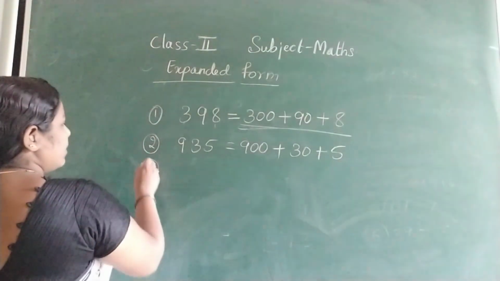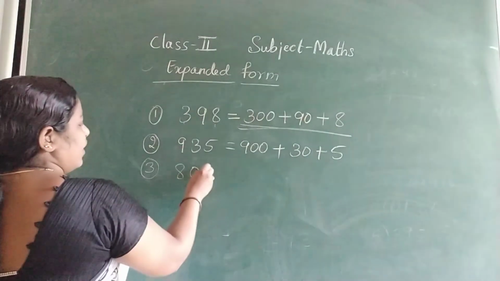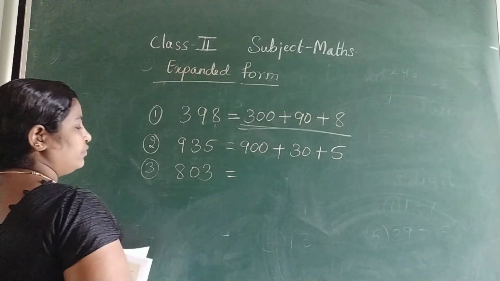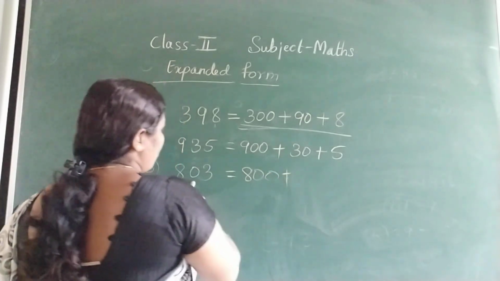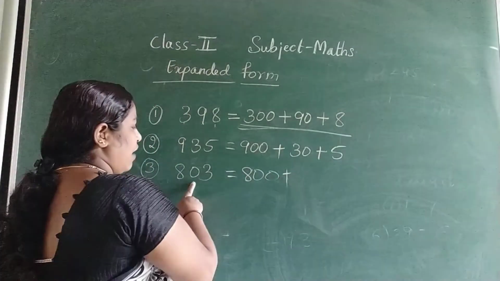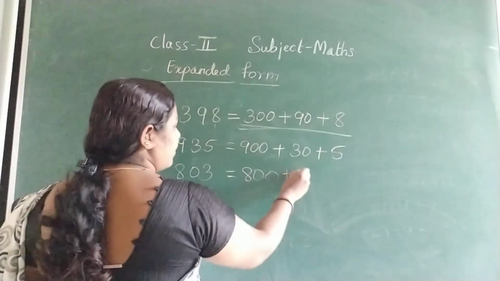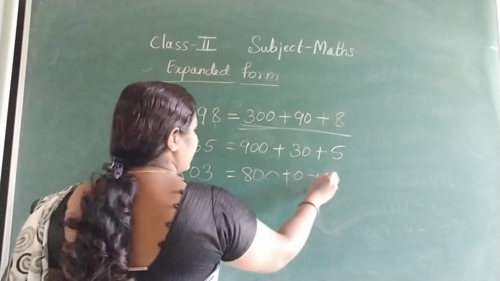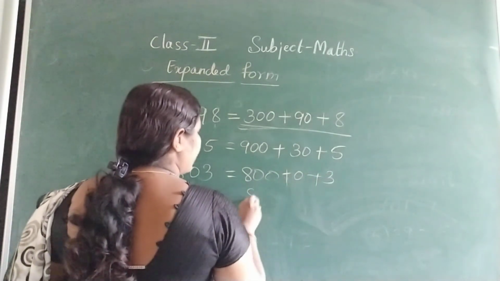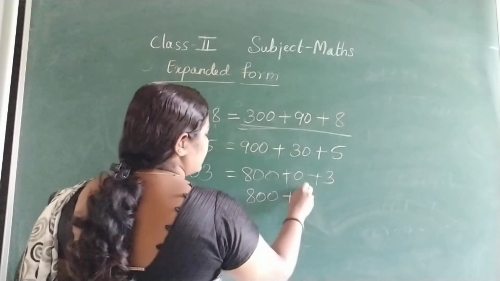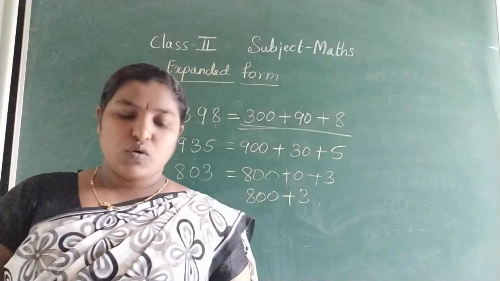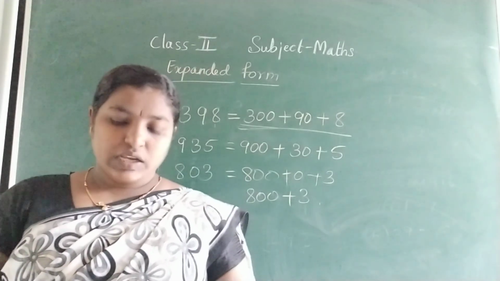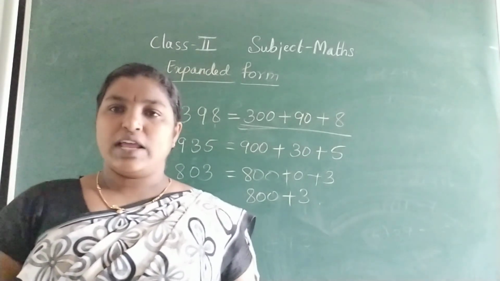One more example. 803. So 800 plus, the 10's place is nothing, having 0. So you can write 0 or else write directly 3. This is also correct. 800 plus 3 is also correct. Okay. This is about expanded form. Quick check page number 189, you can solve. Thank you.